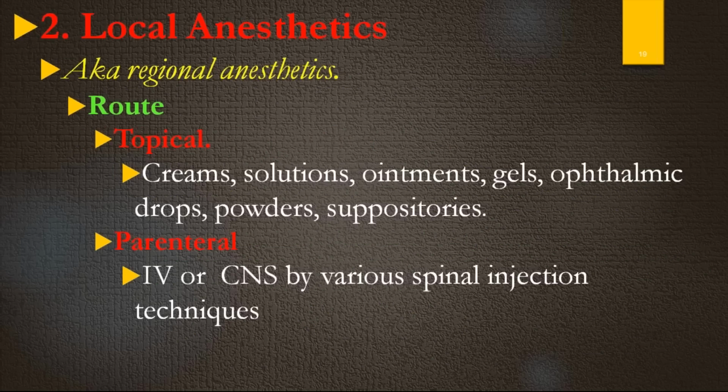All right, so we have local anesthesias, topical or parenteral. Cream solutions are topical. For example, when you're going to apply a Foley catheter, they have some anesthetic that can decrease the sensation of the friction of the Foley through the urethra. We have parenteral, for example, there are different types of injection.